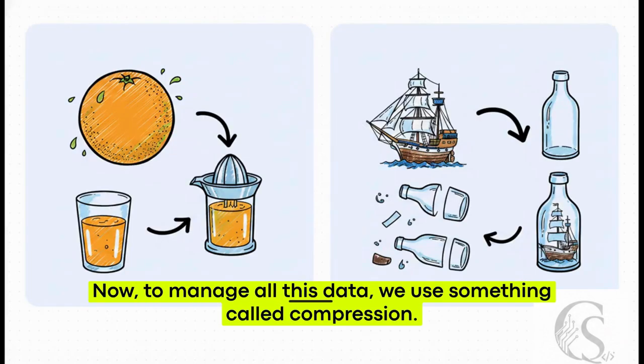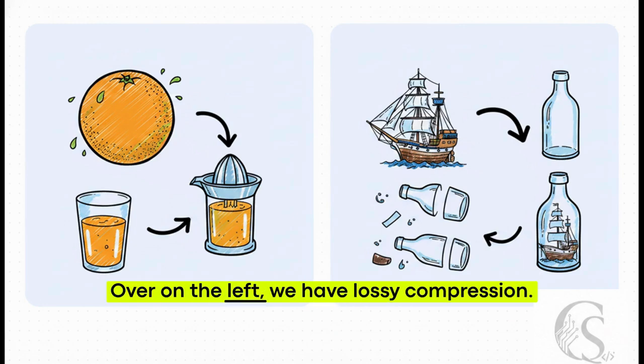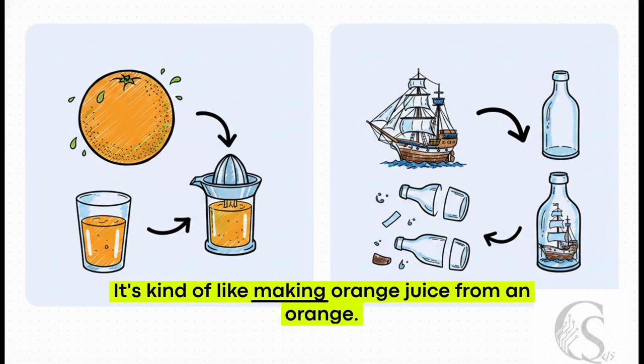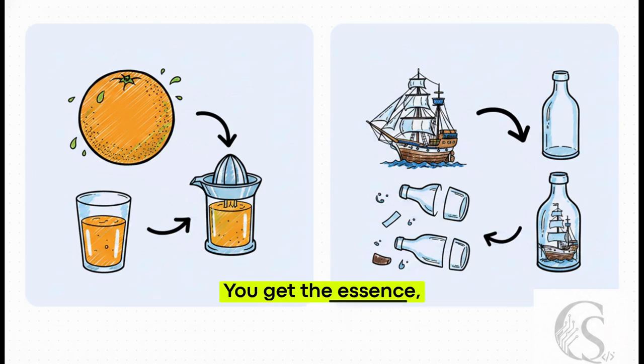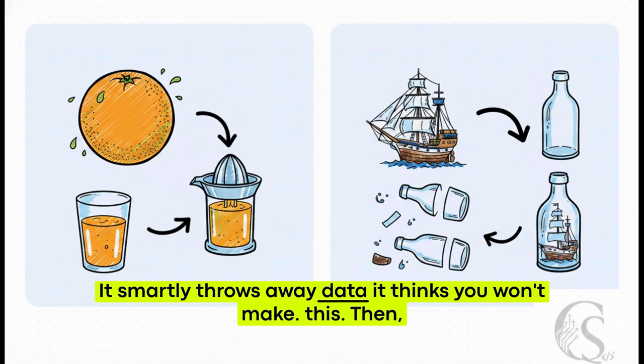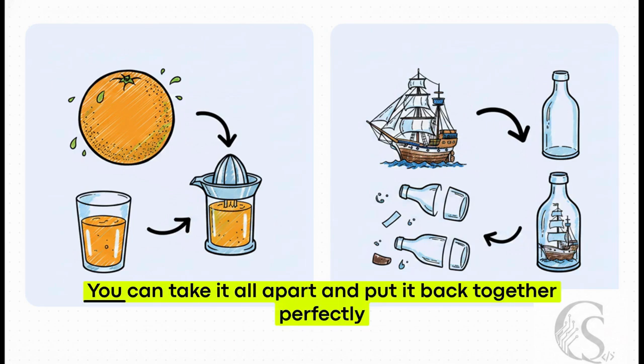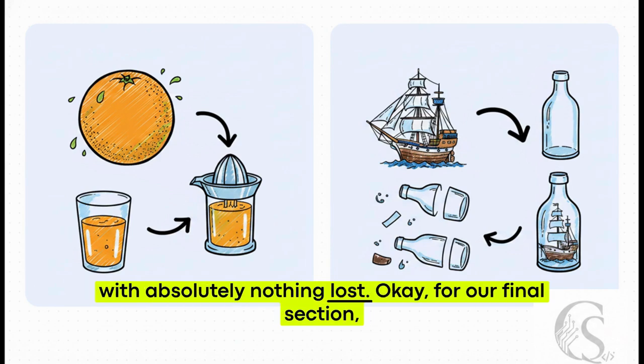Now, to manage all this data, we use something called compression. Think of it in two ways. Over on the left, we have lossy compression. It's kind of like making orange juice from an orange. You get the essence, but you can't ever turn that juice back into the original orange. It smartly throws away data it thinks you won't miss. Then on the right, you have lossless compression. This is more like building a ship in a bottle. You can take it all apart and put it back together perfectly with absolutely nothing lost.